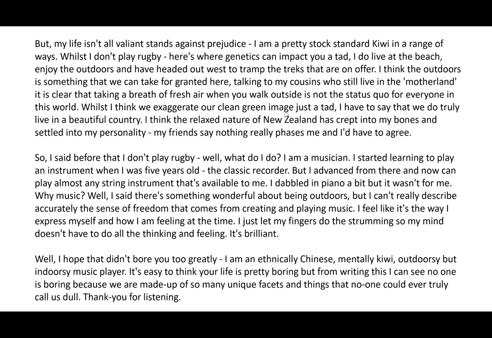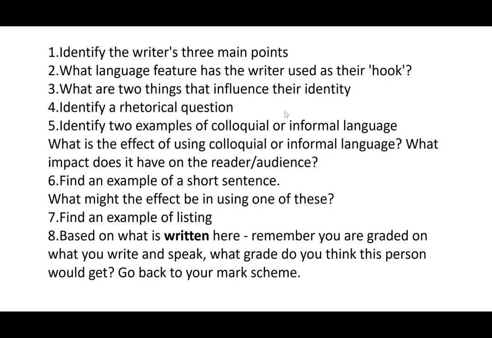Okay, so that is me reading the speech to you. What I'd recommend is that you go back through and read it yourself once again and then answer the questions. So these are your questions, and there's more that you can do, but these are just some starting points. So you're going to identify the writer's three main points, what language features they've used as their hook, and if you did the work the other day on hooks, that makes it easier. What are two things that influence their identity? Find a rhetorical question, find two examples of colloquial or informal language, and then write about the effect.